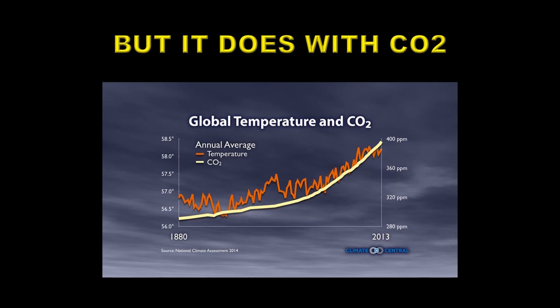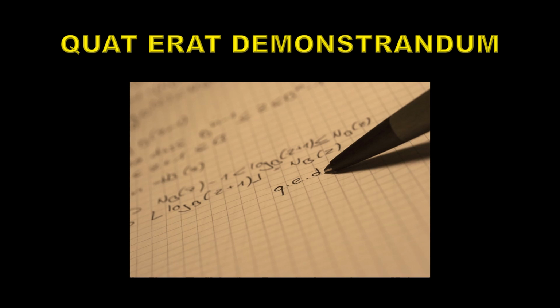But it does show a correlation with carbon dioxide. Again, you'll find many versions of this plot around. Here we have temperature in red going up from the mid-70s, and it's correlated very nicely with the carbon dioxide, which is shown here in yellow, going up from about 280 parts per million to 400 parts per million in that time. We could declare victory here and claim quod erat demonstrandum, but we do have to be very careful at this point.